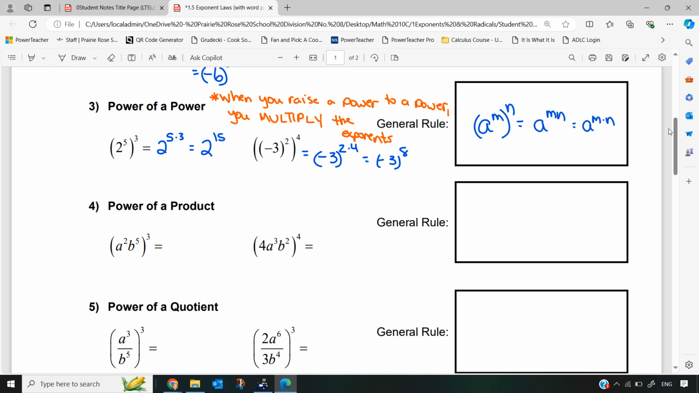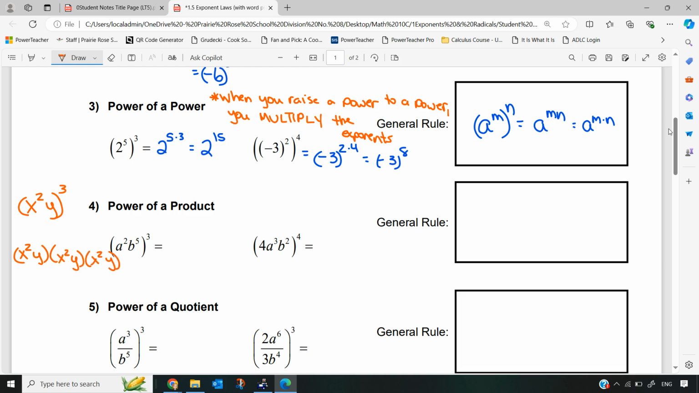Now those first three rules are our standard rules. We also have the power of a product and the power of a quotient. These are just rules that are extensions of the ones that we've already applied. So for power of a product, I'll give you a smaller example here, x squared times y, and then we're going to cube it. Well, what that means is x squared y times x squared y times x squared y.